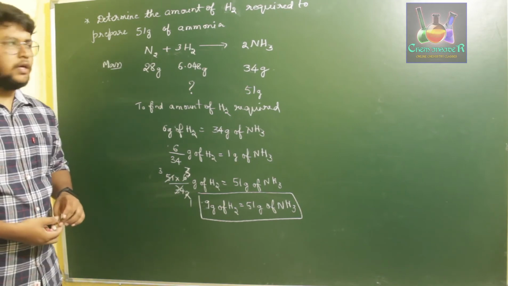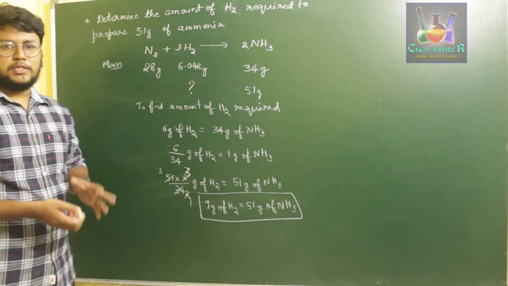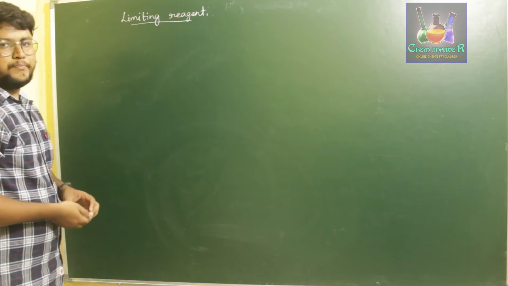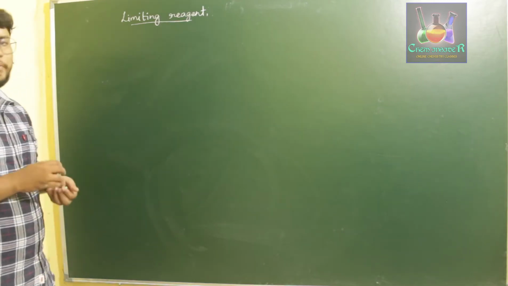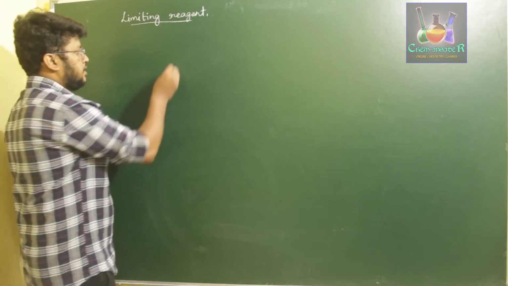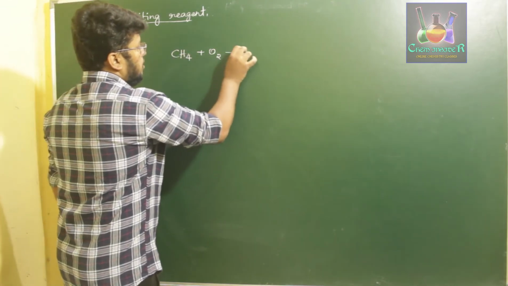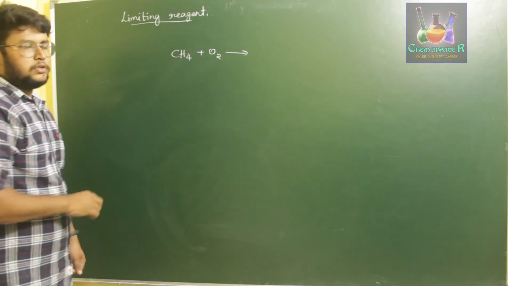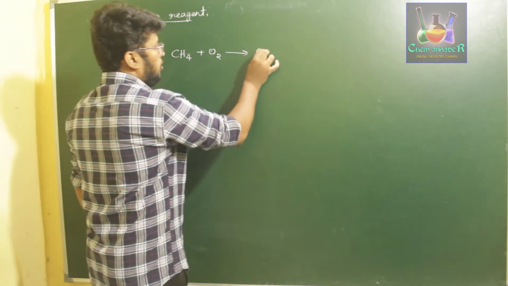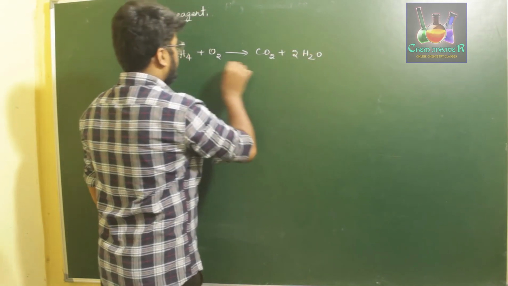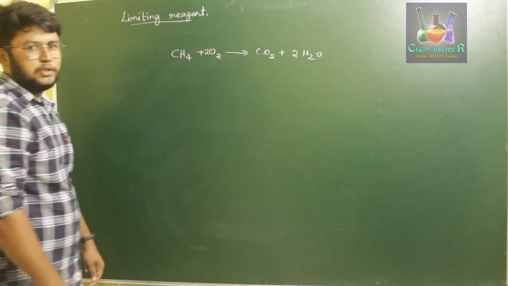Okay, so next we are going to discuss limiting reagent. In order to know what a limiting reagent is, let us consider an example of burning of methane with oxygen. Methane when burnt with oxygen gives us carbon dioxide and water. So that is 2 moles of water with respect to 2 moles of oxygen.